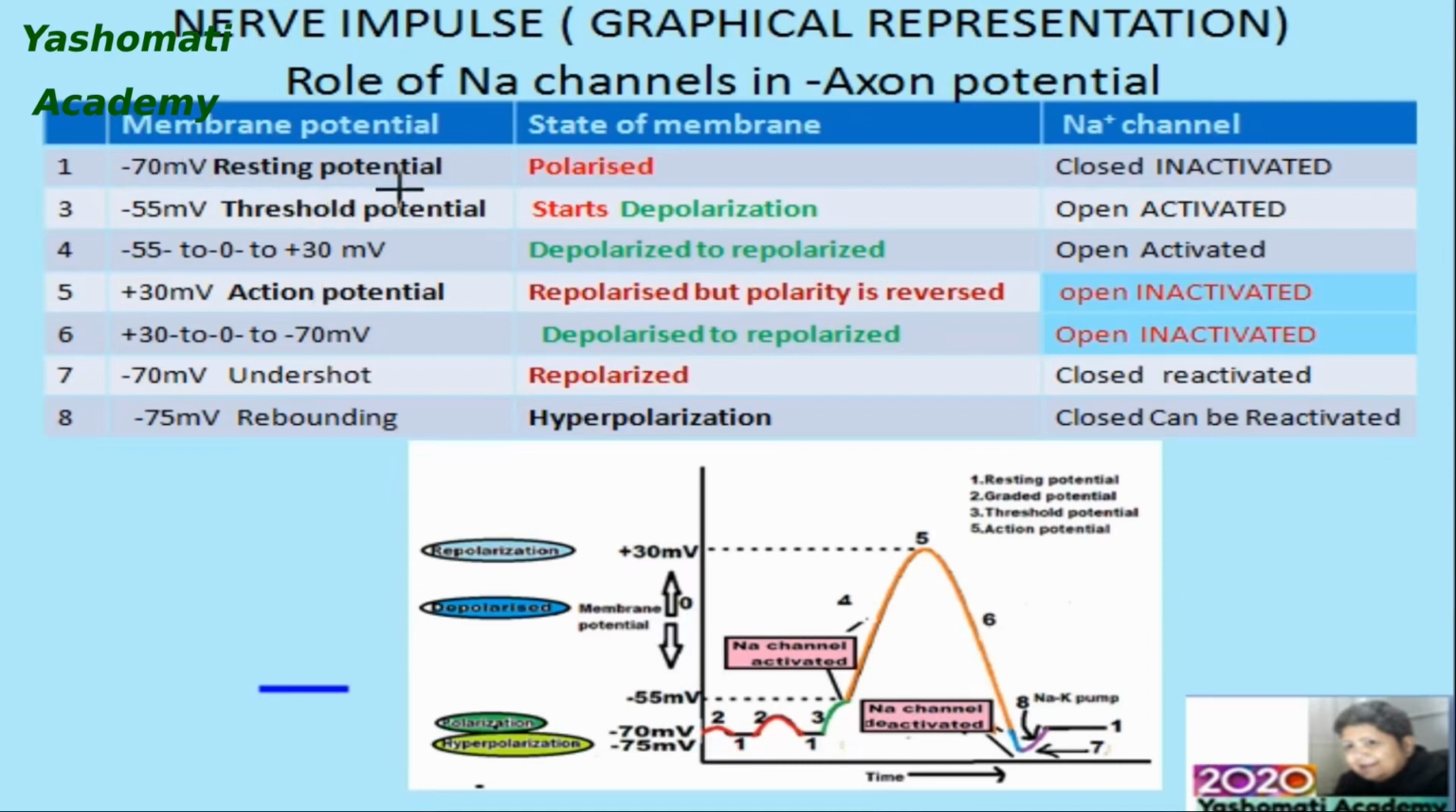Resting potential is the potential in the plasma membrane when the neuron is in the resting stage. It is minus 70 millivolt. That means the inside of the membrane is negatively charged, and it is 70 millivolt more negatively charged as compared to the outer side. Outside is positively charged, inside is negatively charged. Because of this difference in the charge across the plasma membrane, the membrane is said to be polarized.